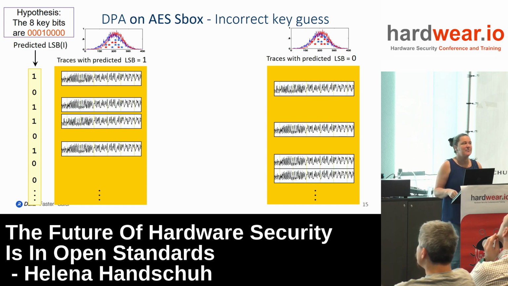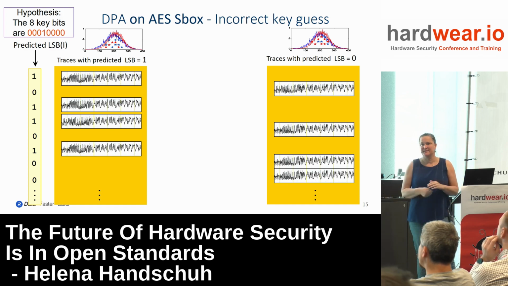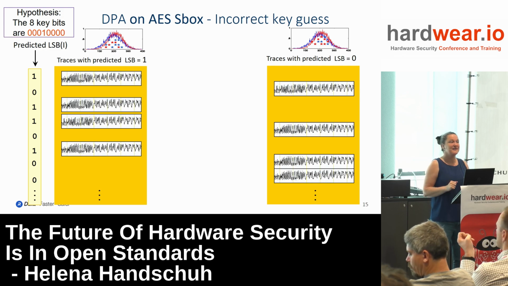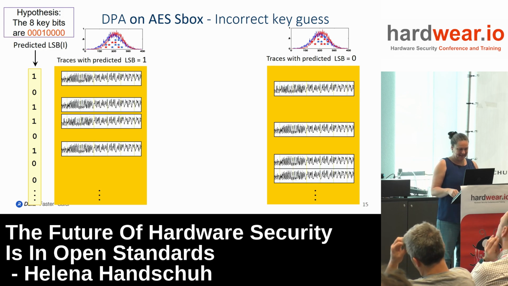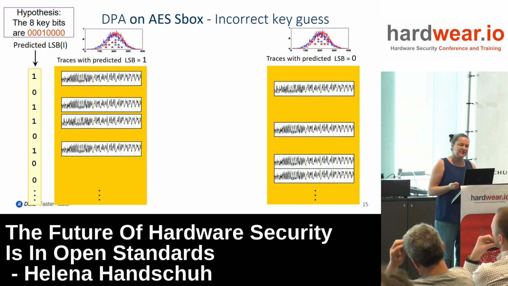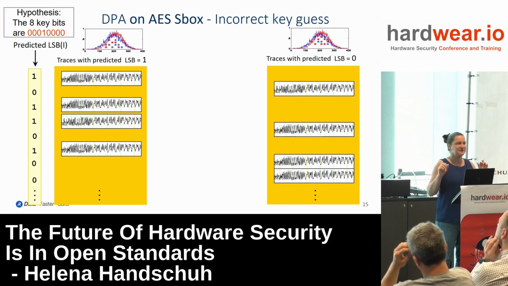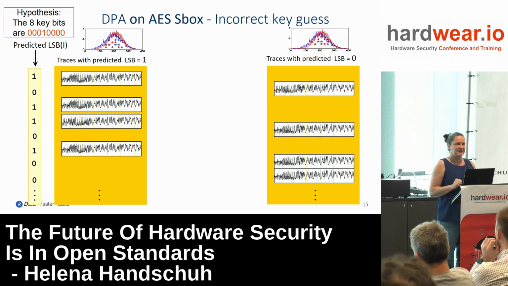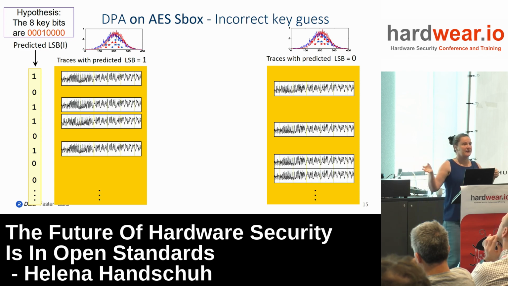Okay, so let's see what happens if the key guess is incorrect, because it's too easy to just say, if I guess correctly, I will see it, but there has to be a difference when I guess incorrectly, otherwise I don't see anything. So when I do guess incorrectly, what happens? Essentially, I'm making completely random predictions. I'm trying to sort traces into 2 buckets according to a wrong hypothesis. And so eventually I'll have about half the traces in one bucket represent a 1, the other half a 0, and the same in the other bucket.